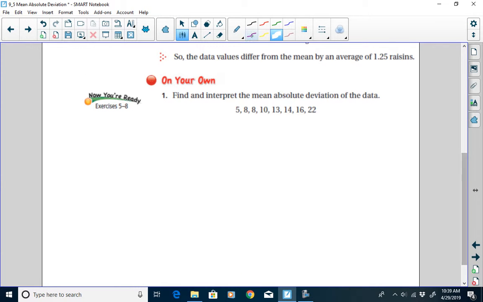All right, let's try it with our own data here. We want the mean absolute deviation of this set of data. So first we need to find the mean. So we have to find our sum. So we have to take the 5, add the 8, plus the 8, plus the 10, plus the 13, plus the 14, plus 16, plus 22. 1, 2, 3, 4, 5, 6, 7, 8 items. We find the sum of that data.